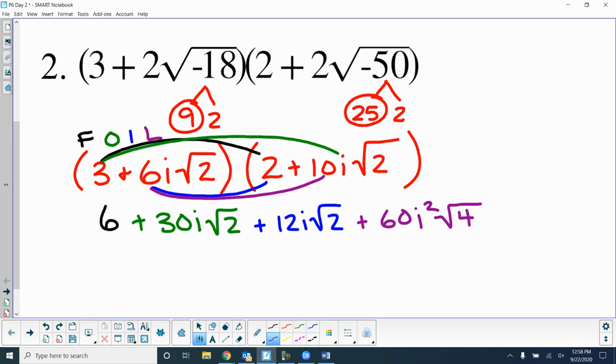Okay, now that last term, that 60i squared times the square root of 4, I can simplify. Okay? I've got my 60. Remember, i squared, we talked about yesterday, equals negative 1. And we know the square root of 4 is 2. So we multiply all three of those together, and we get negative 120.